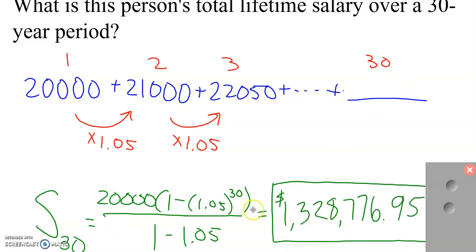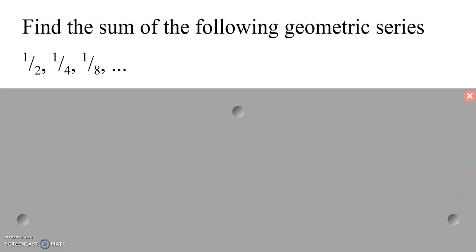You can type that all into your calculator once. Be careful with your parentheses and your fraction, but you would get a total earnings of $1,328,776.95. All right, now it's going to get a little weird. Find the sum of the following geometric series: 1/2 plus 1/4 plus 1/8, and so on.